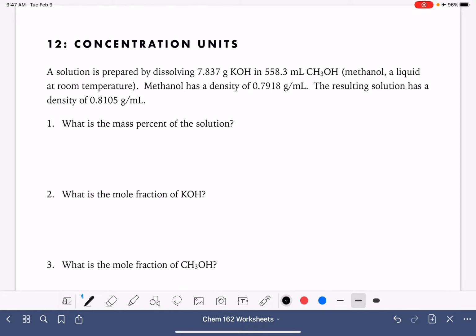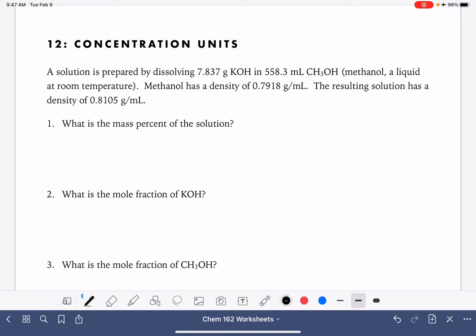On this worksheet, we're going to practice calculating concentration using all different kinds of concentration units. We have been given information about the solute that is dissolved in a solvent, the density of the solvent, and the density of the overall solution. We're going to use all of that information to calculate the concentration of this solution in a variety of different units, starting with the mass percent of the solution.